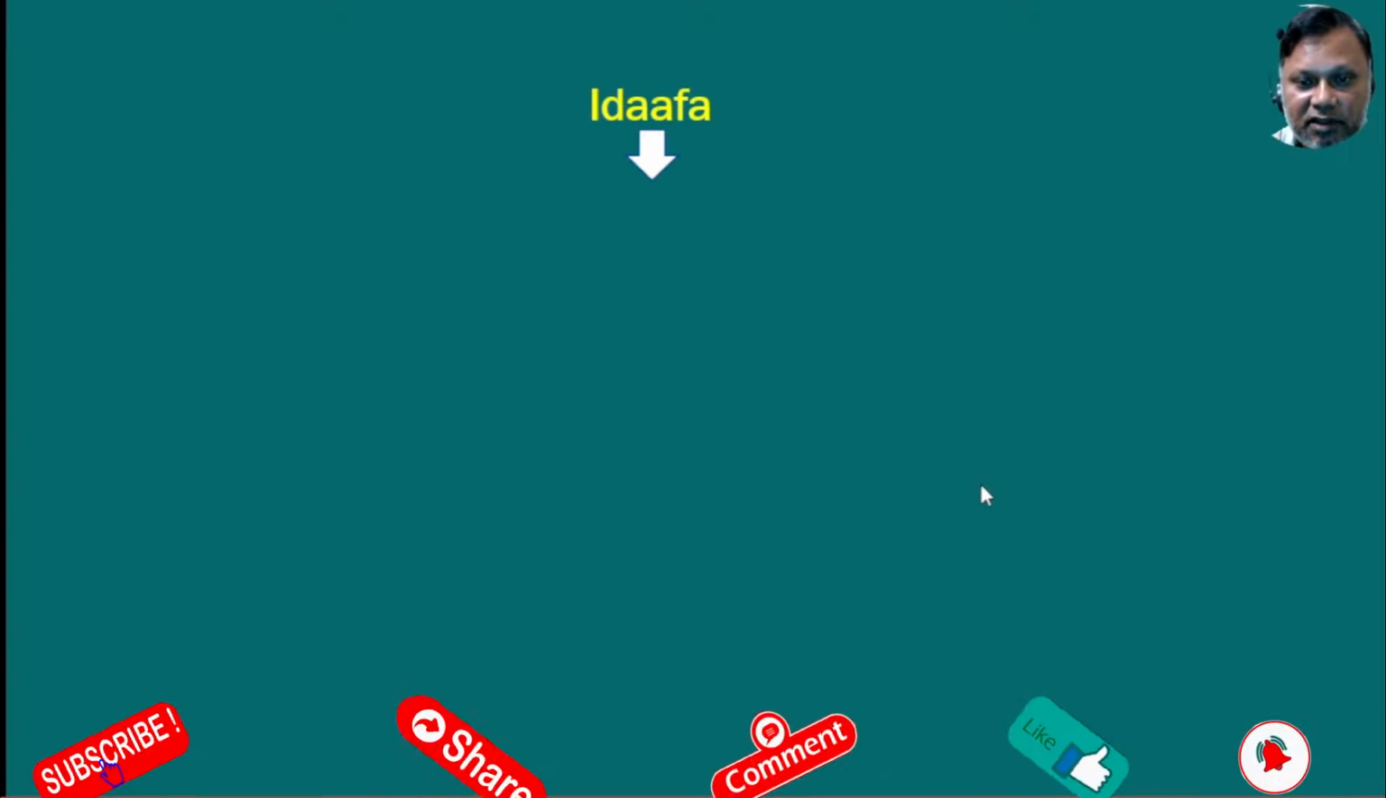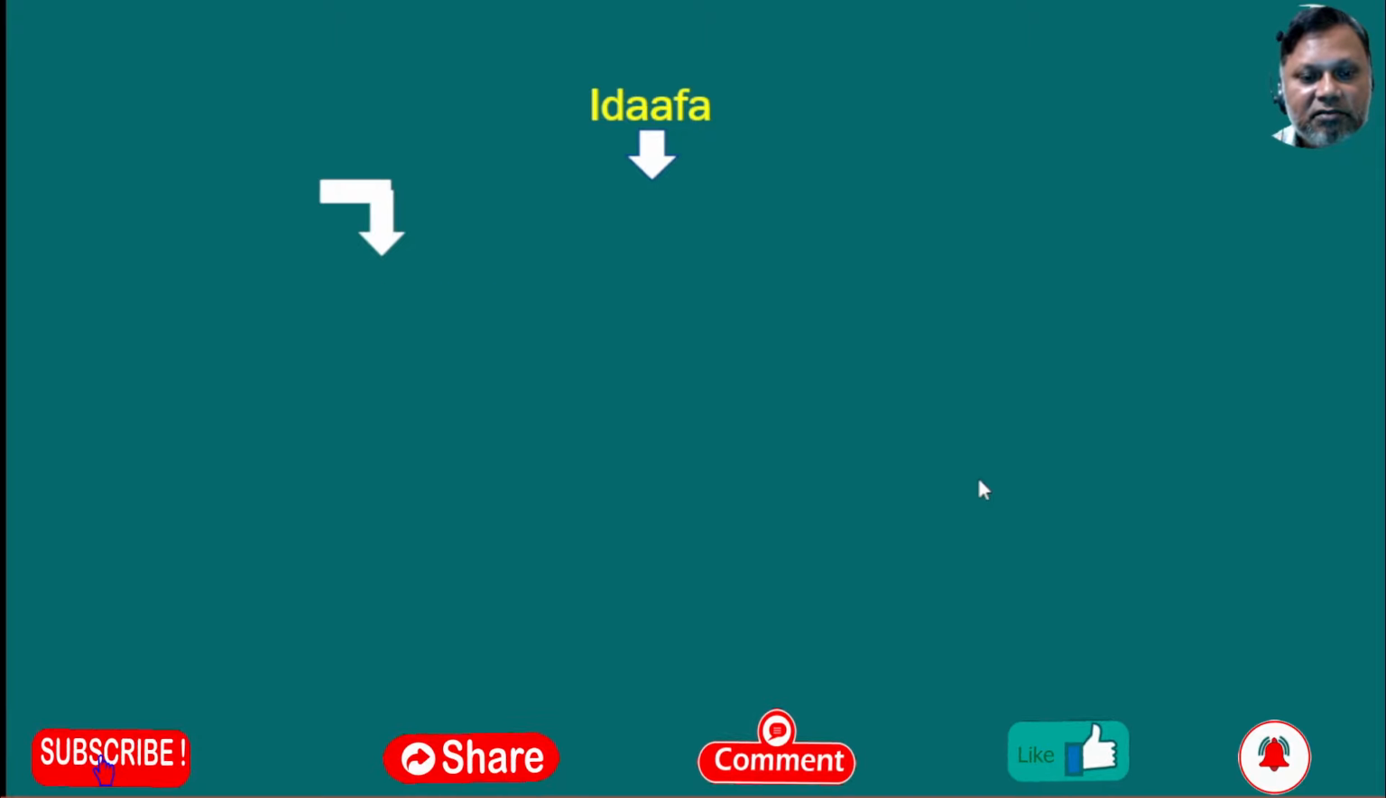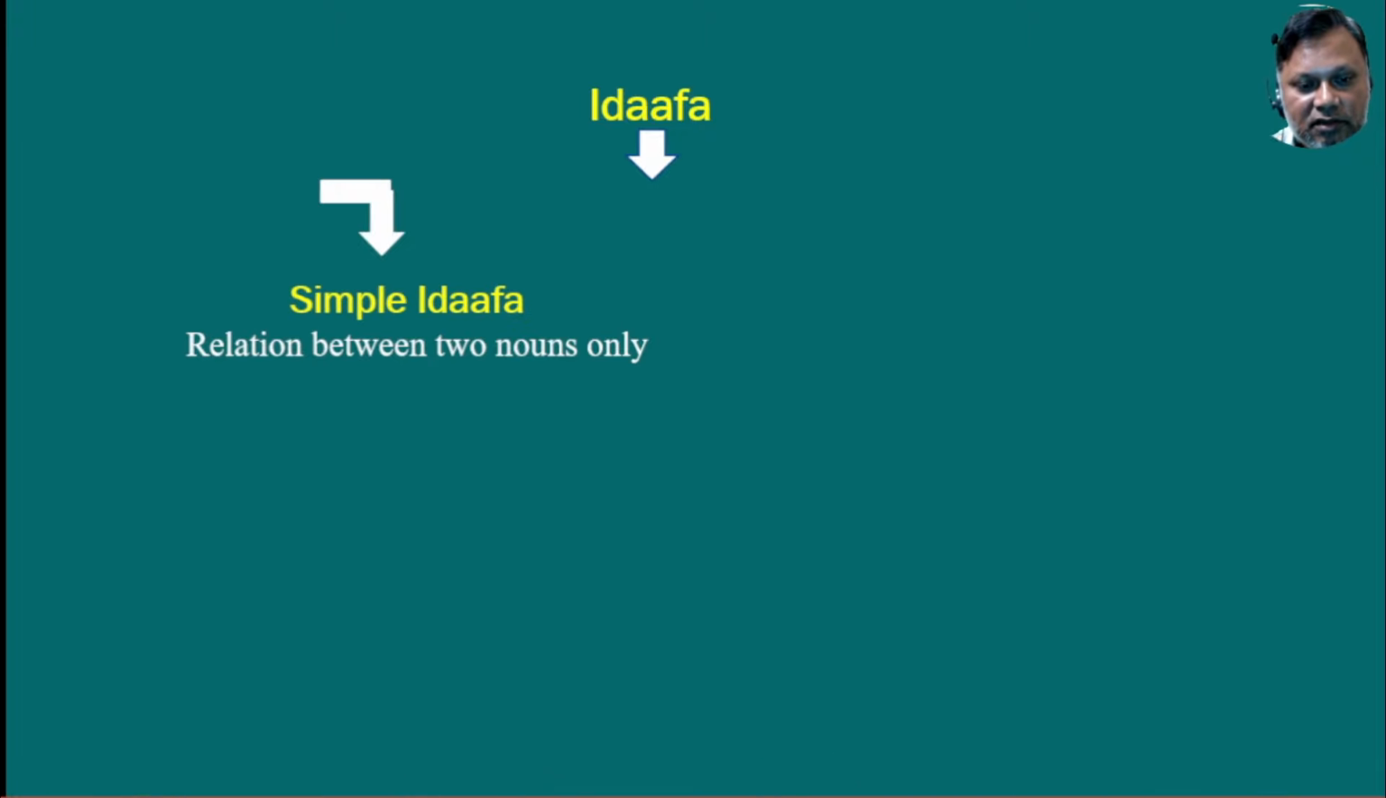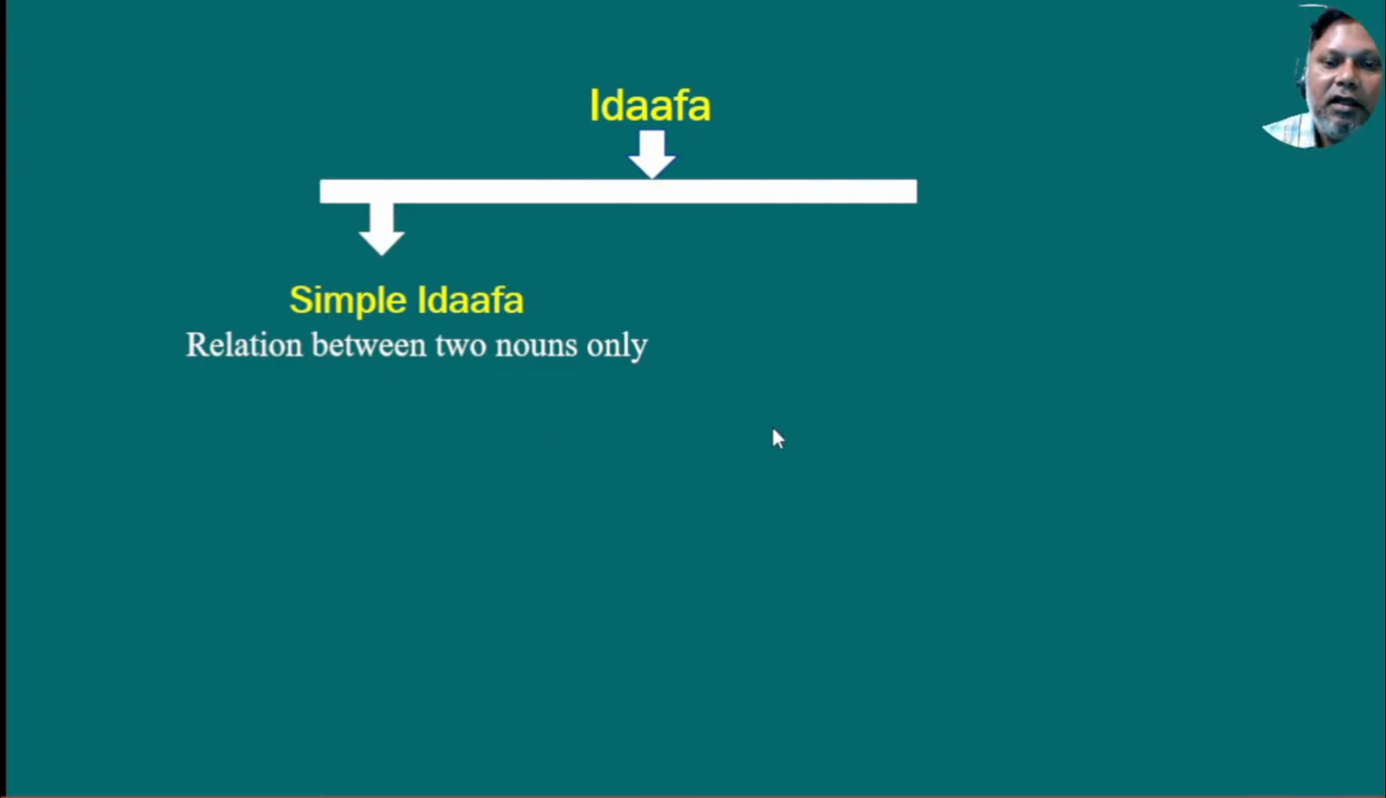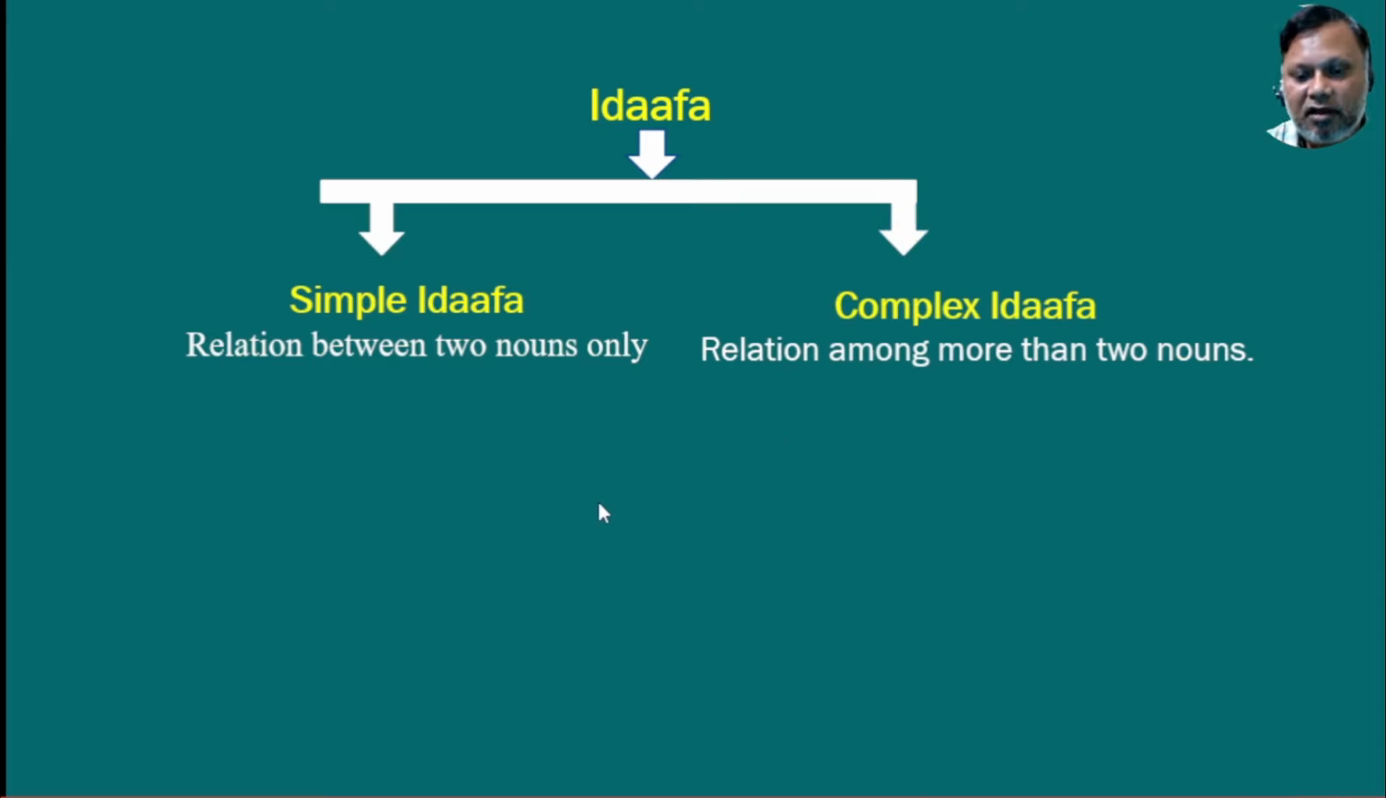Now let's classify the idaafa. There are two types of idaafa. One is the simple idaafa, where the relation happens between only two nouns. Another one is the complex idaafa, where the relation happens between more than two nouns.